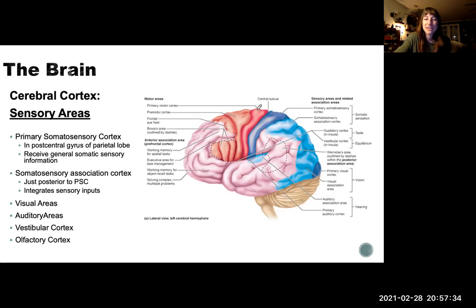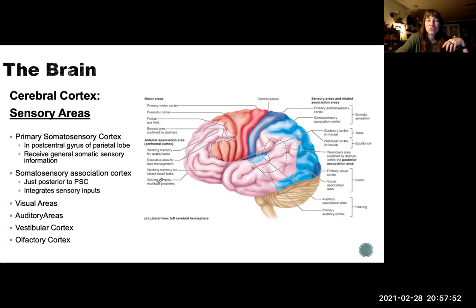As opposed to the pre-central gyrus where the primary motor cortex is. The primary somatosensory cortex is again going to be like the final stop for information coming to the brain from your sensory organs, right? So it's going to receive your general somatic sensory information.